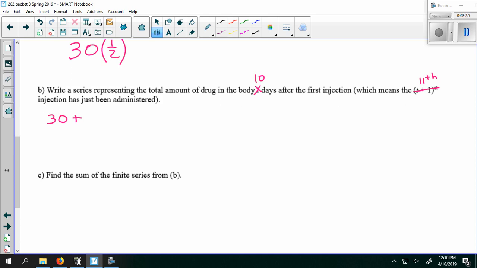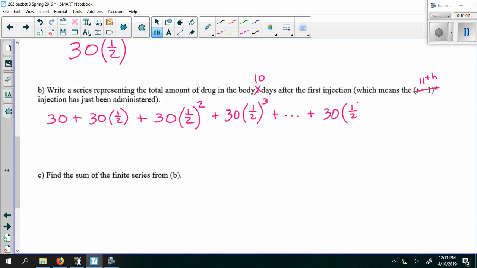Okay, so I have to add how much is left over from yesterday's injection. So I would have 30 units times 1/2, because only half of it remains after a day. And then from 2 days ago, I was given 30 units of the drug, and it's been decaying for 2 days, so I multiply it by a half twice. Half of it goes away each day. So I'm going to keep doing this. 30 times a half that it's decayed for 3 days. And then the last term here is going to be 30 times 1/2 to the 10th, decayed for 10 days on the 11th day.